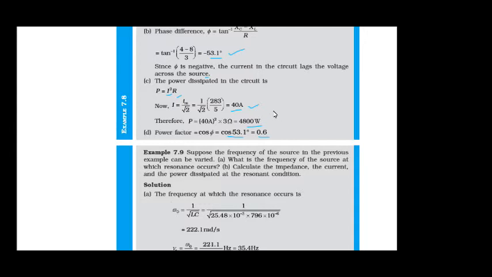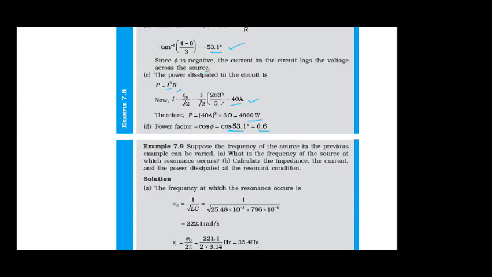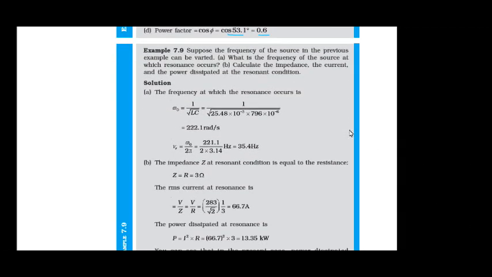We get the power factor's value, that is 0.6. Now let us see question number 7.9. Suppose the frequency of the source in the previous example can be varied. A. What is the frequency of the source at which resonance occurs? B. Calculate the impedance, the current, and the power dissipated at the resonant condition.